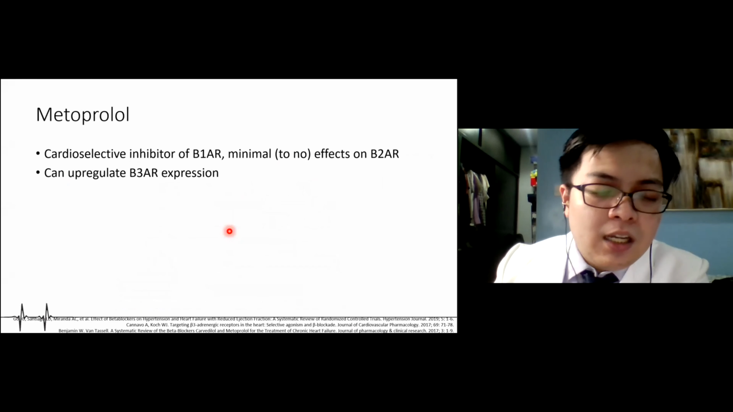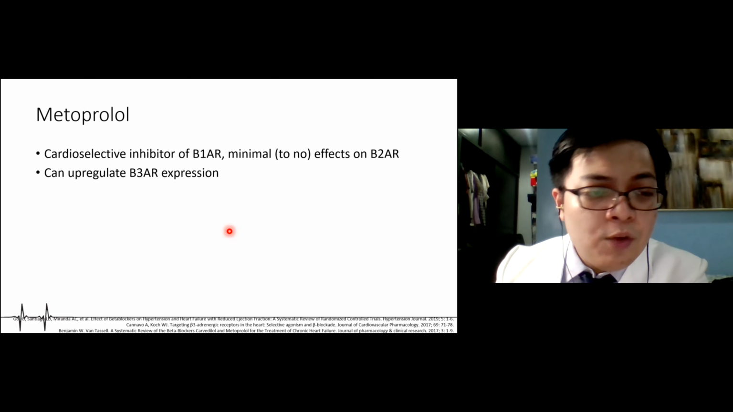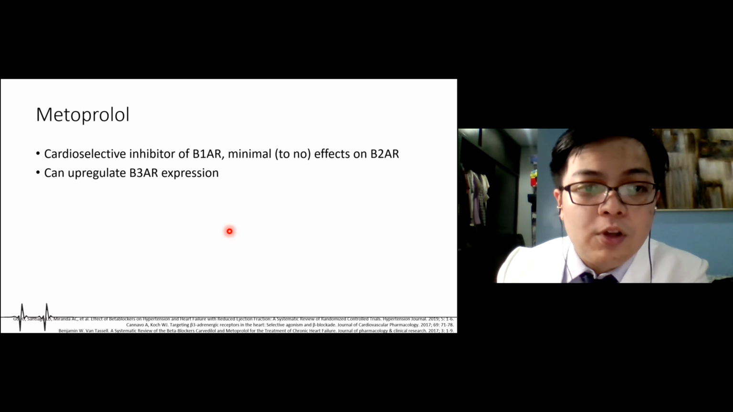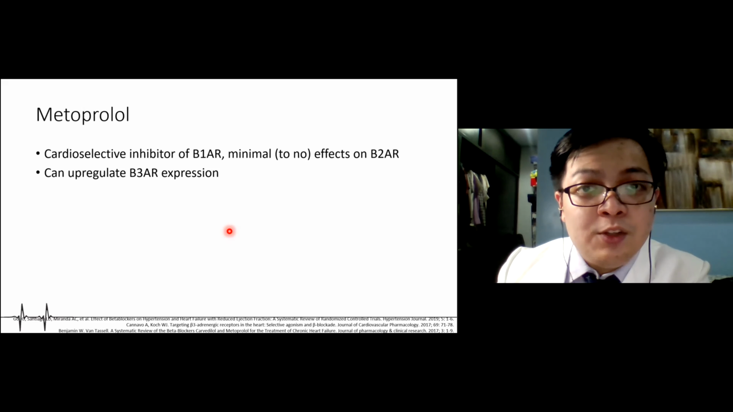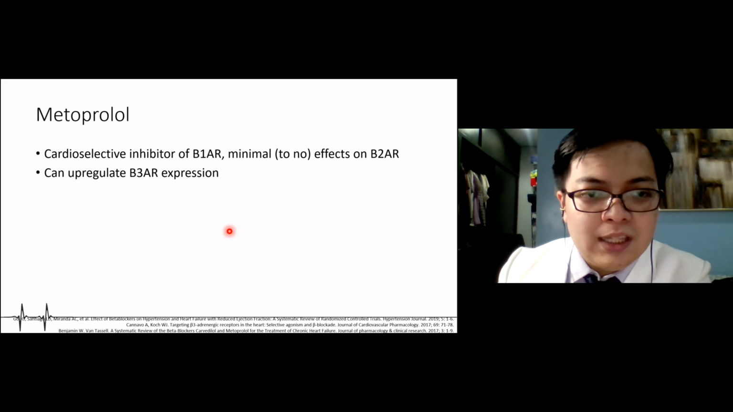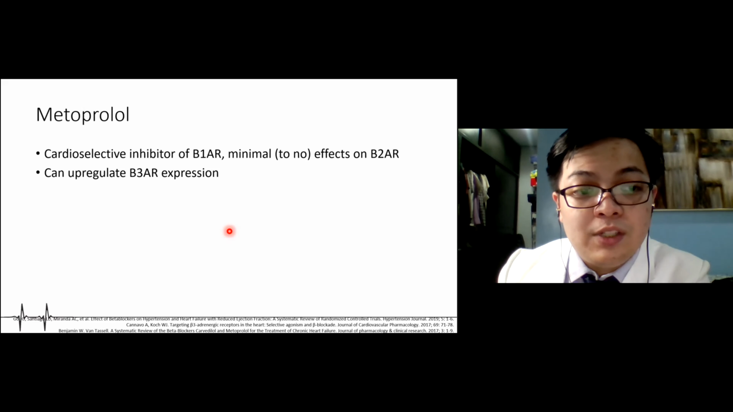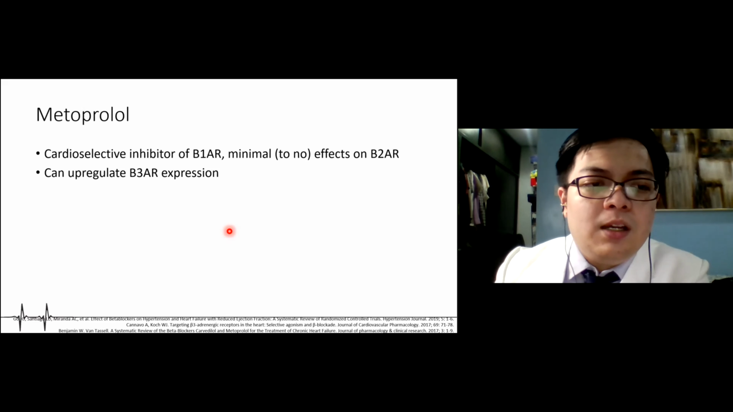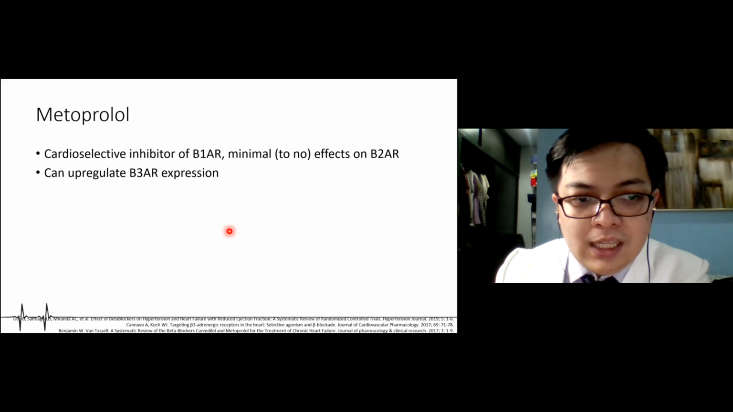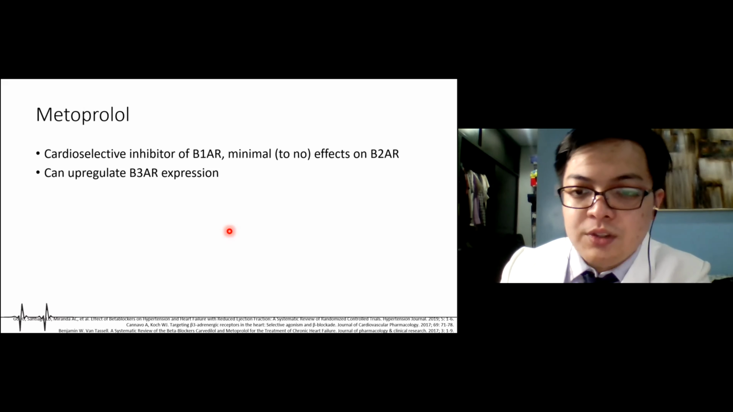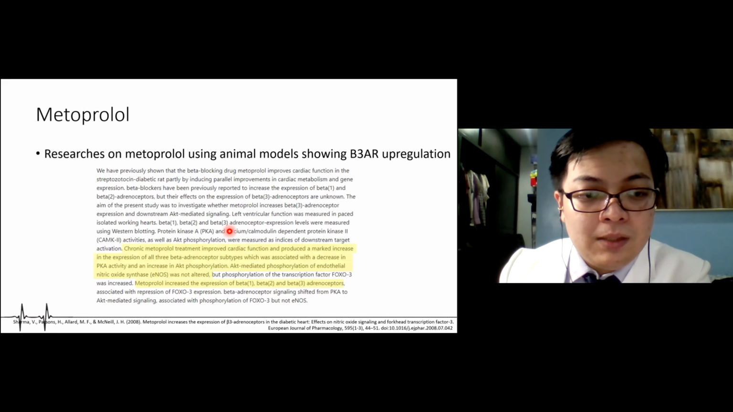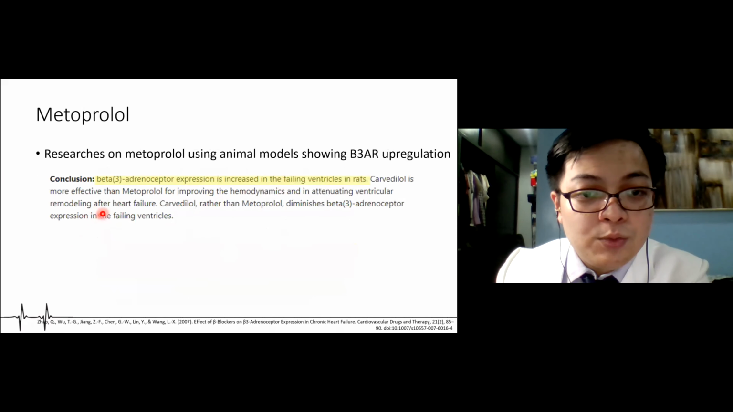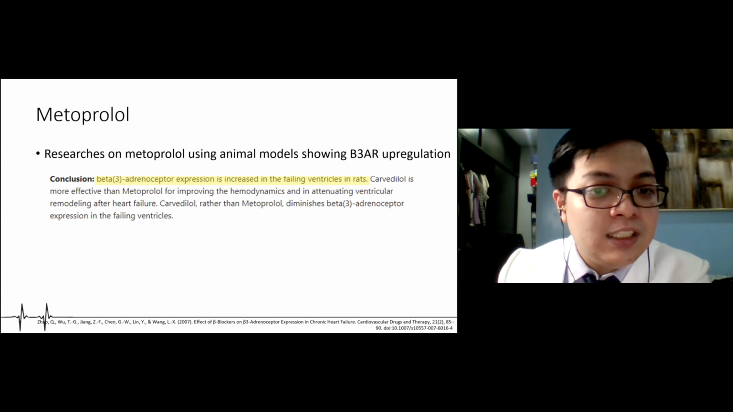So the next top drug of choice that we're going to discuss is metoprolol. Metoprolol is a cardioselective inhibitor of your beta 1 adrenoreceptors, which also showed that there is minimal to no effect on your beta 2 adrenoreceptors. What we've seen is that it can also upregulate beta 3 adrenoreceptor expression. There are some researches which show beta 3 adrenoreceptor upregulation as highlighted in the study below. And the conclusion is that its expression is increased in your failing ventricles.